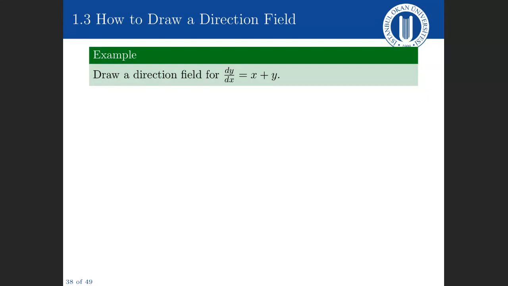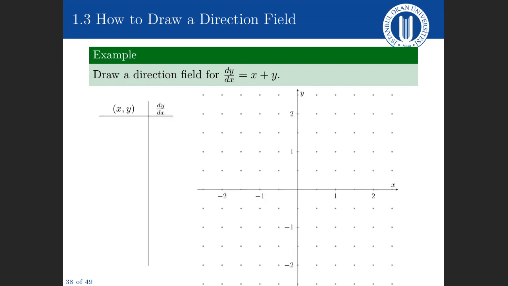So, for example, draw a direction field for dy/dx equals x plus y. I'm going to start with a lattice of points, and I want to draw an arrow on every one of these dots. So let me count 1, 2, 3, 4, up to 10. On this picture, I'm going to be drawing 121 arrows. First, I'm going to be calculating some values of dy/dx, and then I'm going to plot those arrows.